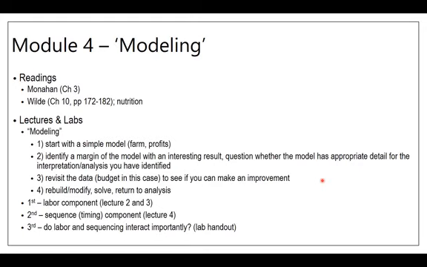And so if you just think about what we're doing in Module 4 and the idea of modeling, the first reading you have is from Monahan, and it's a long reading. Actually, it looks longer than it is. It's like 75 pages, but a lot of them are just problems, so you don't have to read those. They're just there as part of the scan.